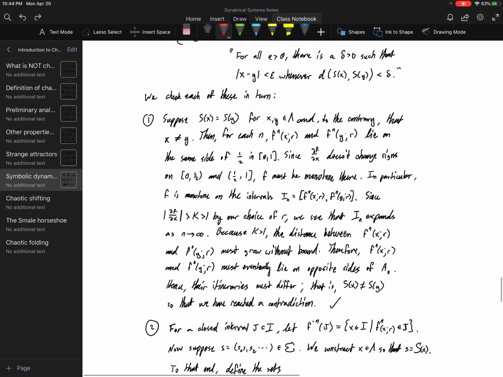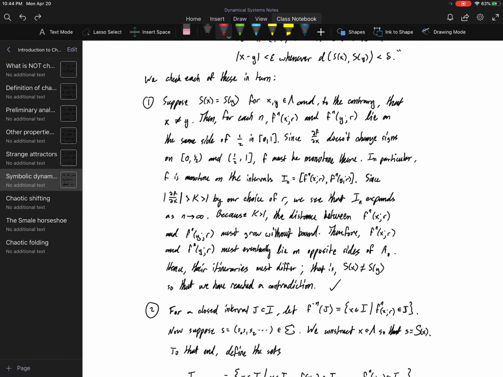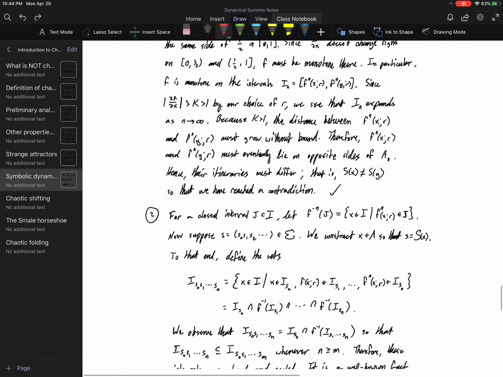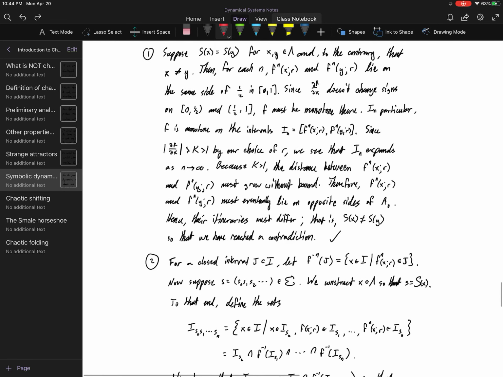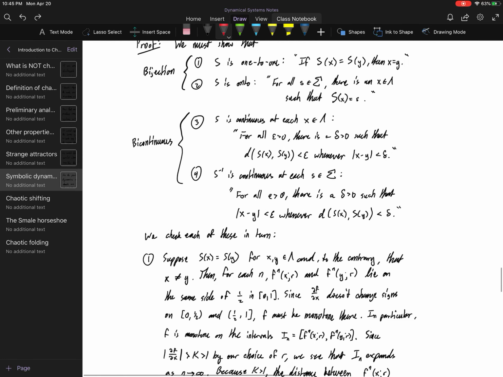Therefore, these two guys actually have to be the same. X and y have to be the same location. So the only way you're going to get to the same itinerary is if you came from the same point. So for each itinerary that we can get to, there is a unique point that is sent to that itinerary. So there's one-to-one. Now we want to show onto.